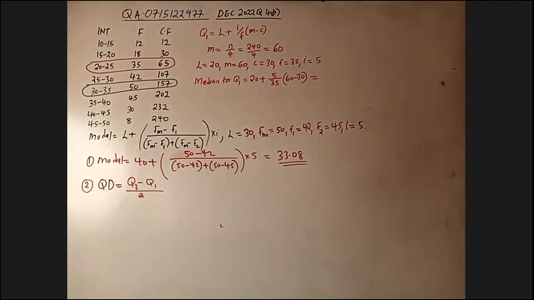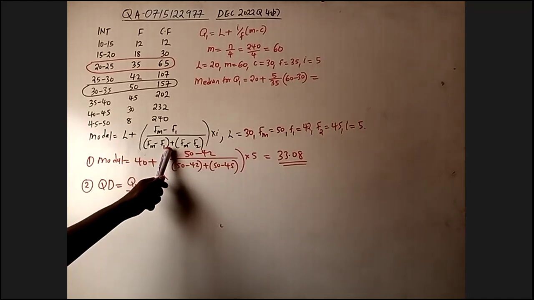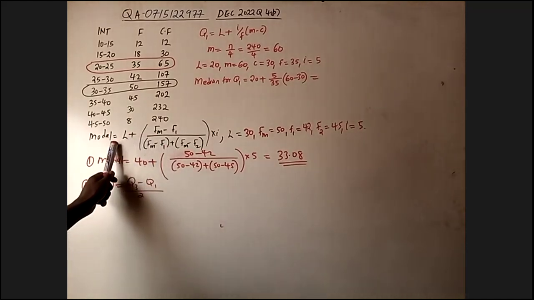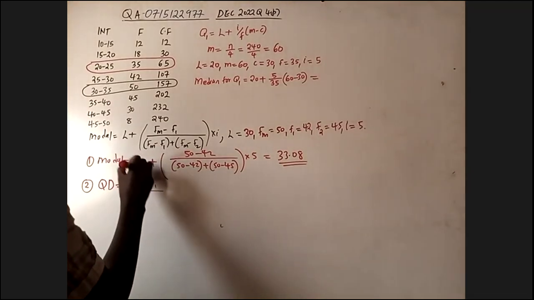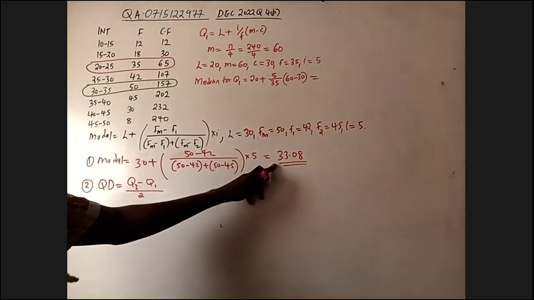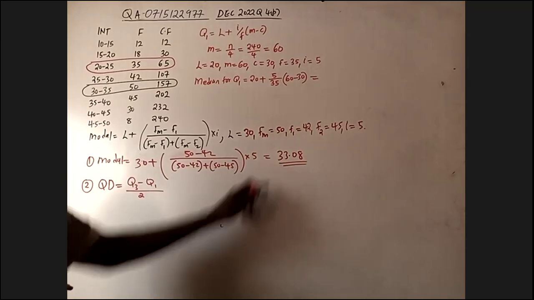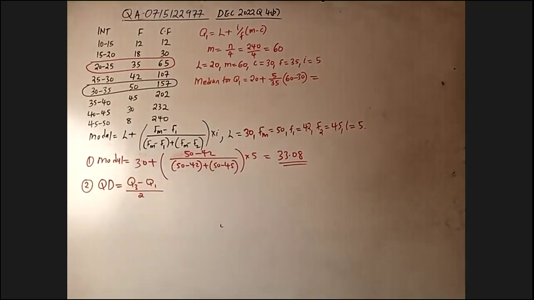Excuse me, sir. In the first question, where we were to find the model number of the computer sold, there's an error where you put the class limit as 40 instead of 30. Under L it should be 30. Is the answer the same? Okay, that one is fine.